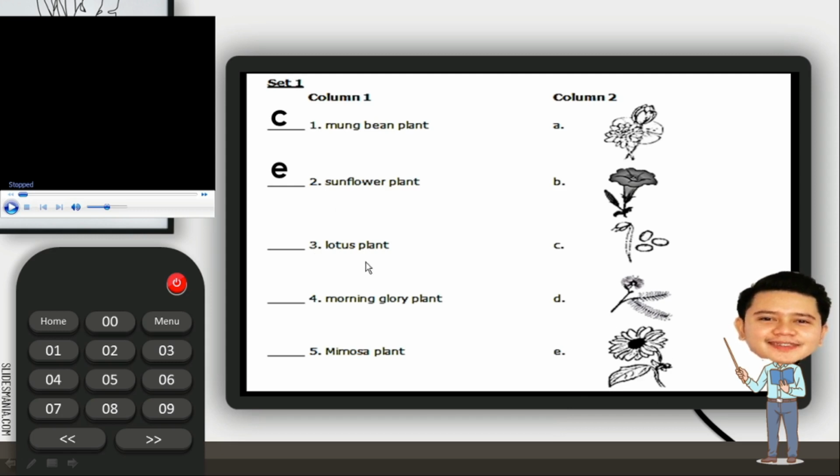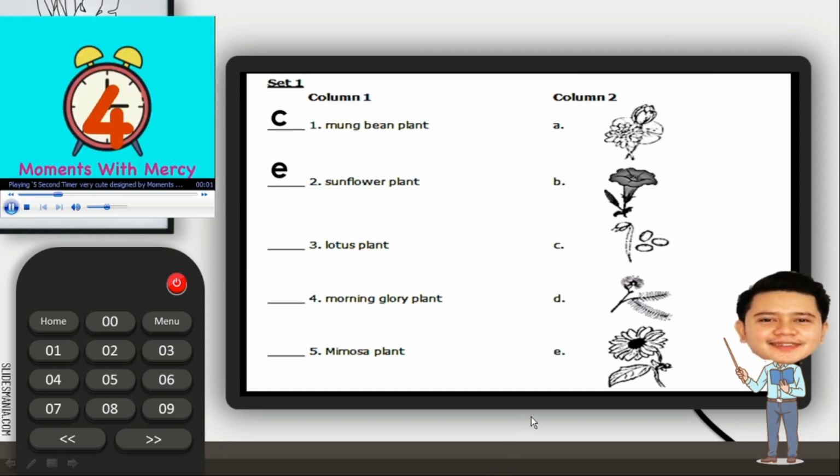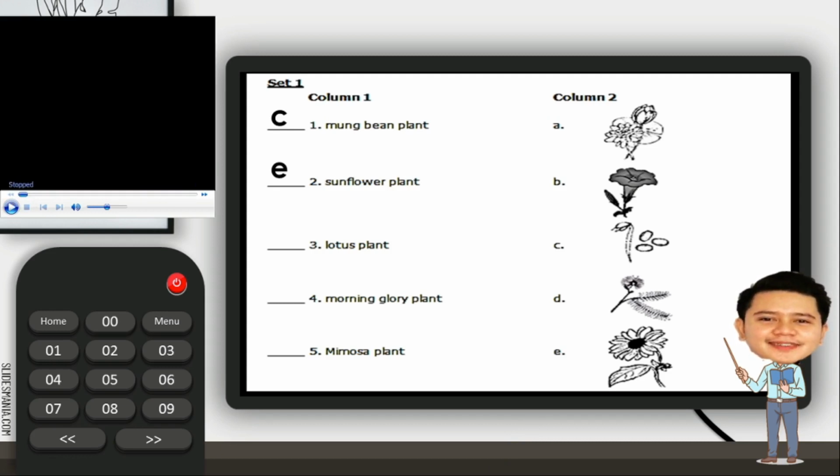Next, number 3. Lotus plant. So what do you think is the correct answer here? 5 seconds, starts now. Alright, the correct answer is letter A. So this is the lotus plant.